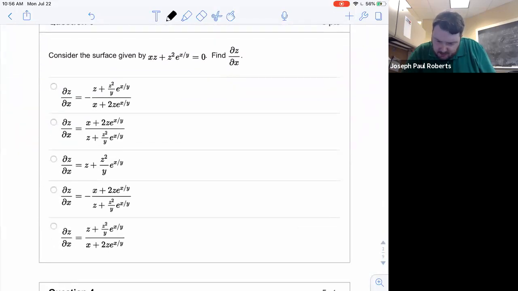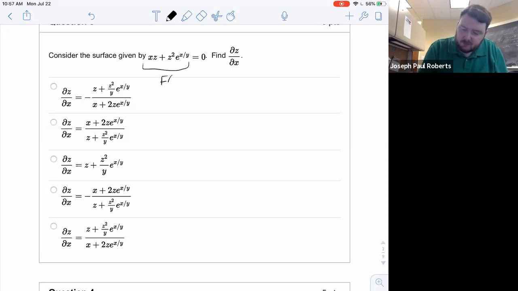Consider the surface given by x squared plus z squared e to the x over y equals 0. So this one is meant to be an implicit differentiation problem. If you want to find the derivative of z with respect to x, and the equation is such that you can easily solve for z in terms of x, then you can figure that out. Otherwise, you can use implicit differentiation. So that's sort of what we had in mind for this.